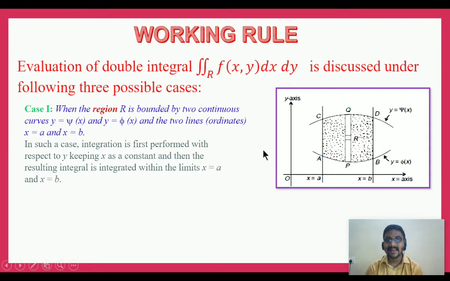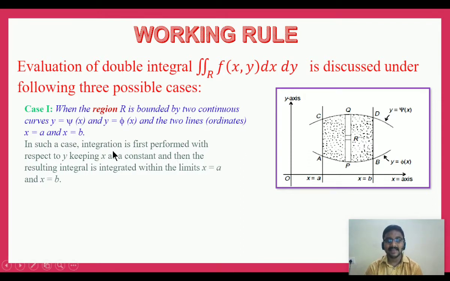The y limits are in terms of x. The lower limit is phi of x and the upper limit is psi of x, and the left ordinate gives the lower limit of x and the right ordinate gives the upper limit of x. Thus x limits are obtained. The limits of x must be constants. The limits of x are x equal to a and x equal to b.